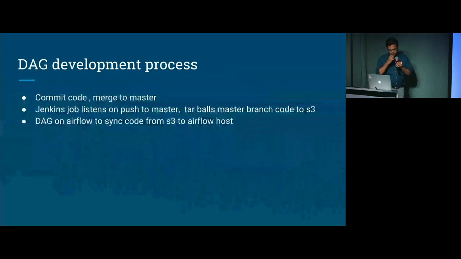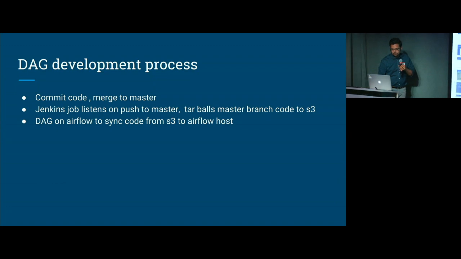So I just wanted to touch on, okay, this is all nice and snazzy, but how does our DAG development really happen? Typically when we write new DAGs or update existing DAGs, as soon as we merge to our master branch, we have a Jenkins job which listens on the push, tarballs that master branch to S3, and then we have a DAG on Airflow to sync this code back into Airflow. So we are using Airflow to sync itself. So this is our typical DAG development cycle.